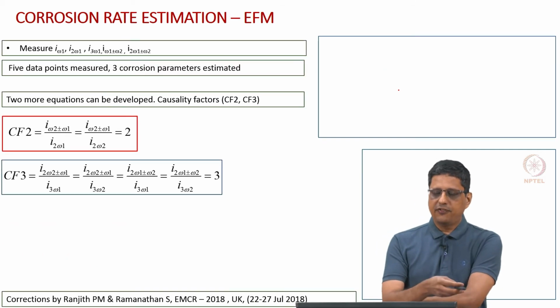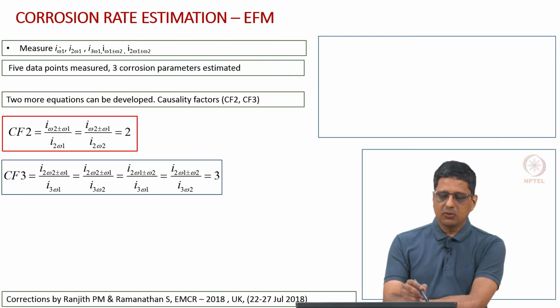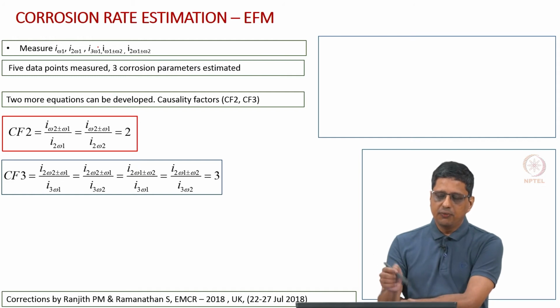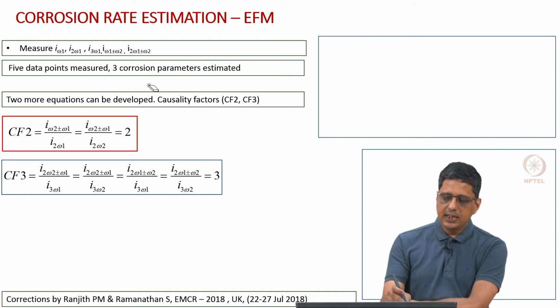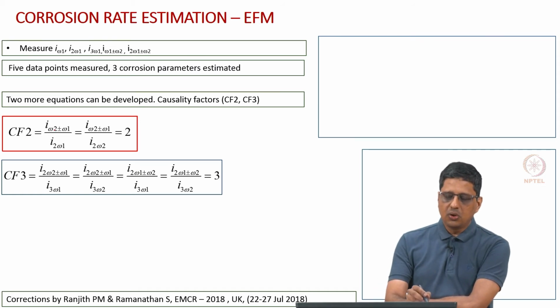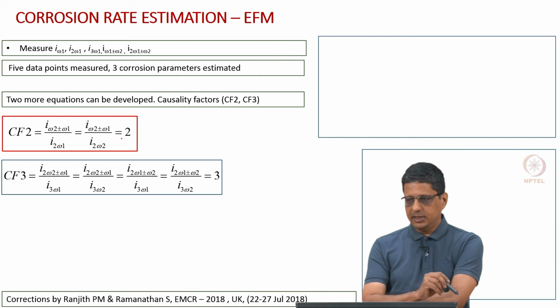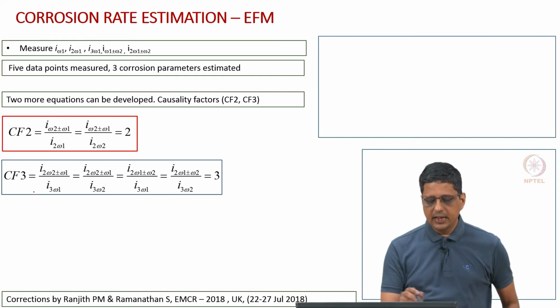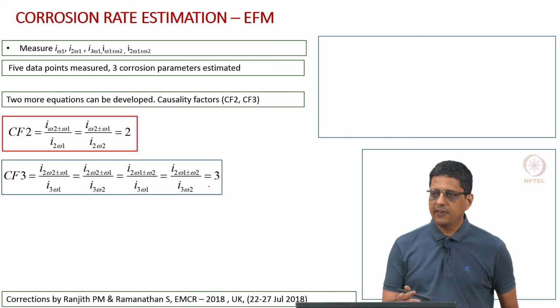Since we measure at least 5 data points, omega 1, second harmonic and third harmonic, we should be able to get a few more expressions. We have 3 corrosion parameters, ICOR, beta A, beta C. We can develop 2 more relationships, and these are called causality factors by the authors. One relationship uses second harmonic, another uses third harmonic. If you take the ratio of I omega 2 plus or minus omega 1 to second harmonic, it should come as 2, and if you take the third harmonic, it should come as 3, and they call these causality factor 2 and 3.